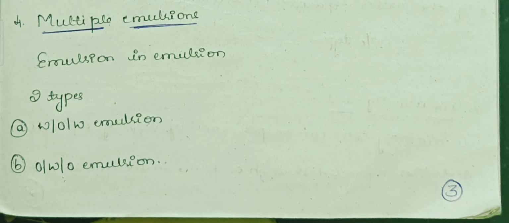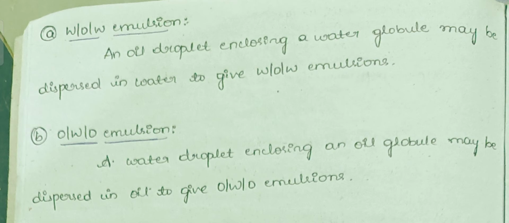The last classification, that is the fourth one, is the multiple emulsions. That is, emulsion in emulsion is called multiple emulsion. It is of two types, water in water emulsion or oil in oil emulsion. See, in the case of water in water type of emulsion, an oil droplet enclosing a water globule may be dispersed in water to give a water in water emulsion.